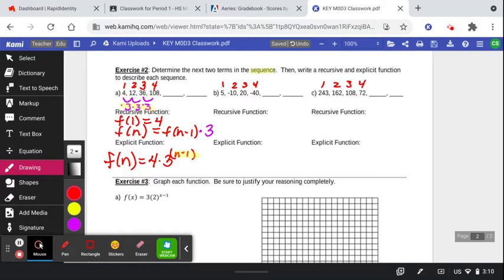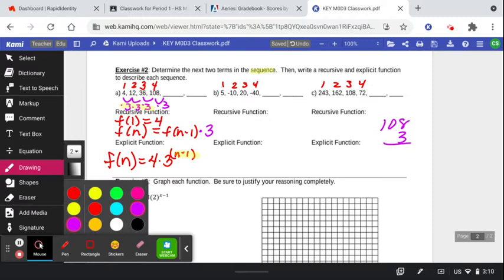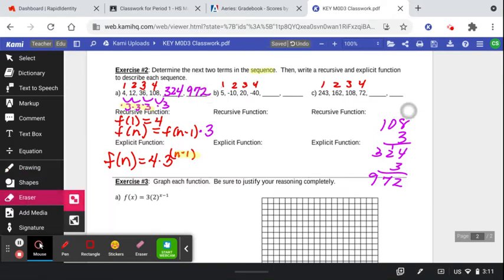How'd you do on those? To continue this pattern, we're going to go times 3 again. 108 times 3 is going to give us 324. And then 324 times 3 is going to give us 972. Obviously, feel free to use a calculator on those if needed. Okay, let's look at the next one.